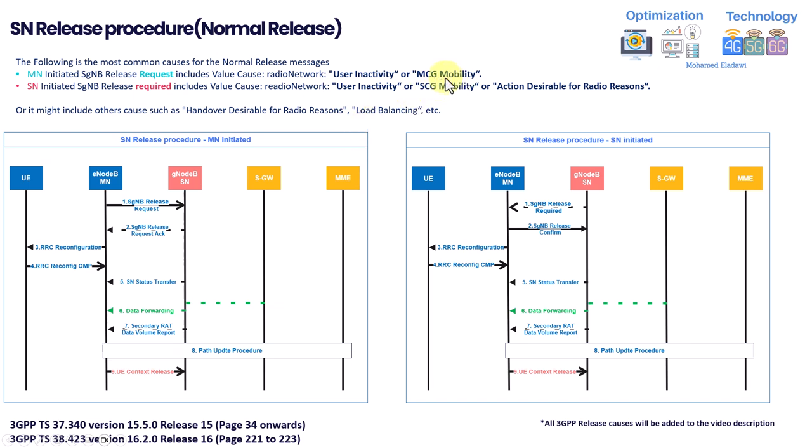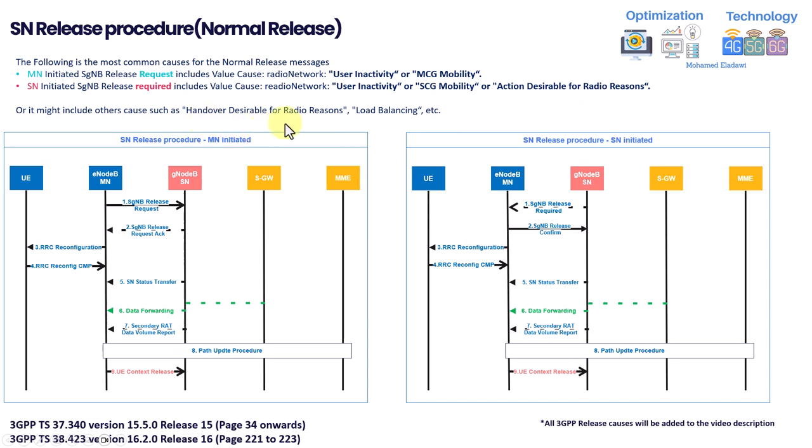So this is called MCG, Master Cell Group mobility. If you remember the concept from the previous video, we explained that MCG is for all the cells under the master node. Then the secondary node is the same, but it can be user inactivity, SCG mobility, secondary node, for example, and something called action desirable for radio reasons. This naming will be confusing when you see it. You will think it's abnormal. It's not abnormal, it's a normal release. I will explain in detail in the next slides.